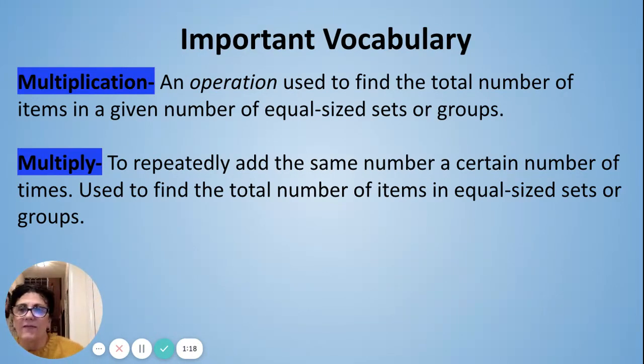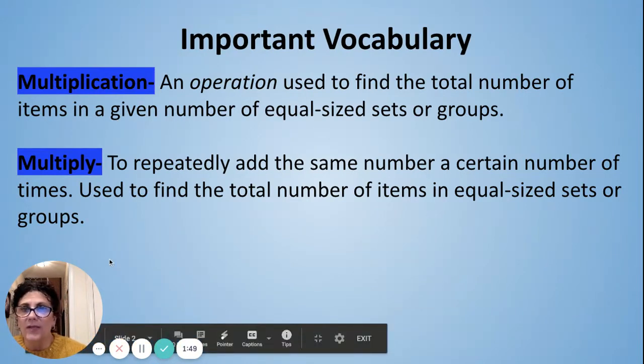You have to have the same number of items in that group, or the repeated addition has to be the same. For example, if you had 3 groups of 5, you would have to have 5 plus 5 plus 5 for the repeated addition. It would not be multiplication if you had 5 plus 5 plus 4. You have to have equal size sets and groups. In that case, you would have a little bit of multiplication and then addition at the end. So that would be a multi-step problem.